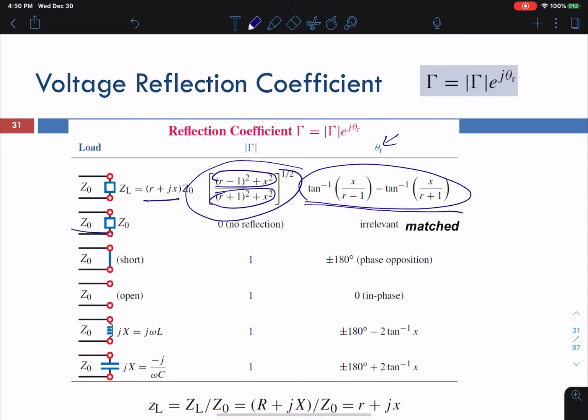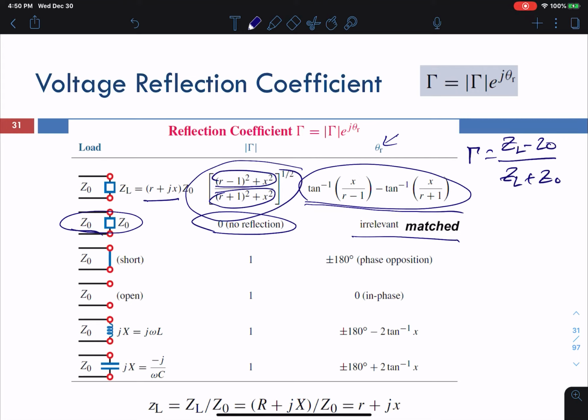If they're matched to each other, look at here, there's no reflection, then your angle is irrelevant. And if we short circuit here, I'm going to put this equation back here again so you can see it: ZL minus Z0 over ZL plus Z0. That's the reflection coefficient. So the magnitude: short circuit means your ZL is 0.